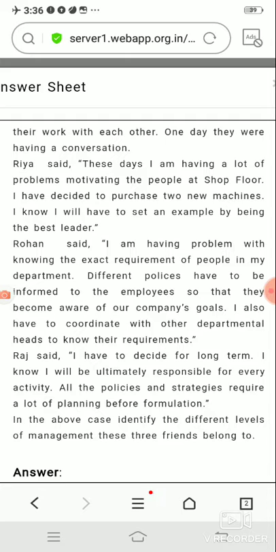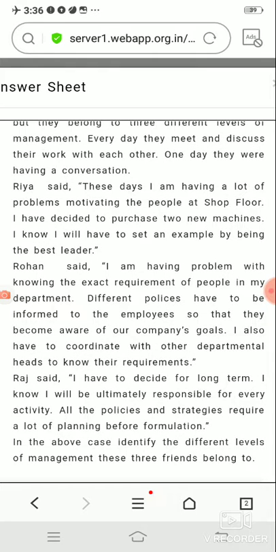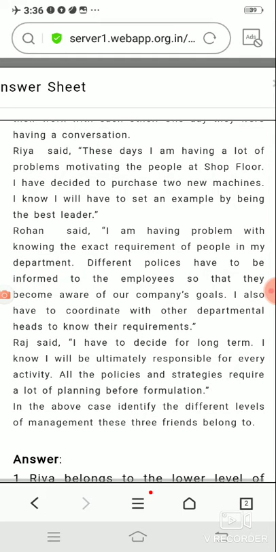Riya was saying that these days I am having a lot of problem motivating the people at shop floor. Now see, यहीं से clear हो जाना चाहिए. Motivating the people at shop floor मतलब operational level. I have decided to purchase 2 new machines. I know I will have to set an example by being the best leader. Now Riya is talking about motivating the people working at the operational level, and she has to set an example by which she can become the best leader.